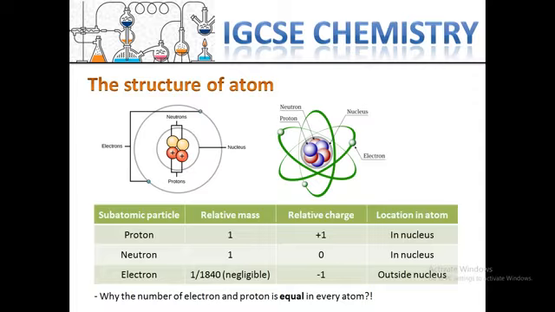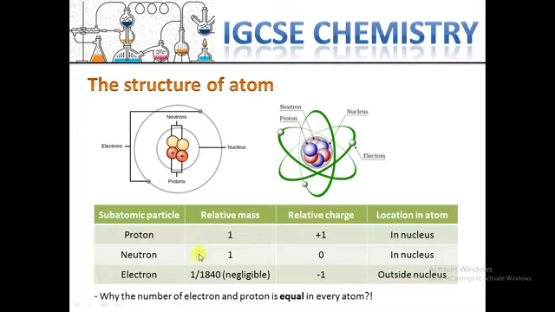I need to tell you that atoms are built by electrons and a nucleus, and the nucleus consists of neutrons and protons. Electrons can rotate and move freely and randomly around the nucleus. As I said, the nucleus includes neutrons and protons.